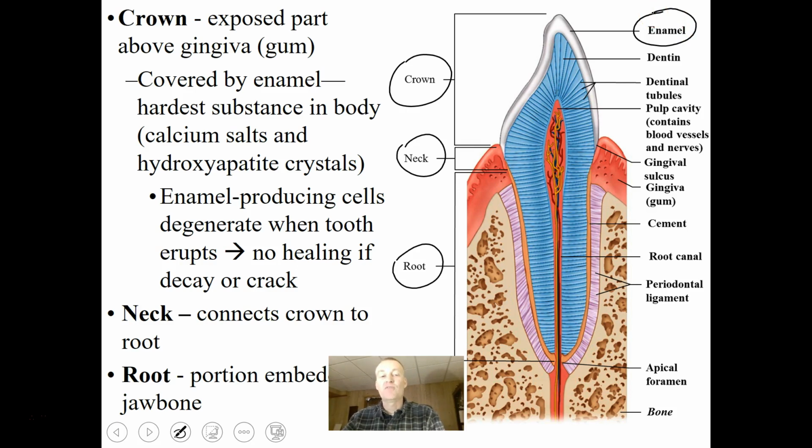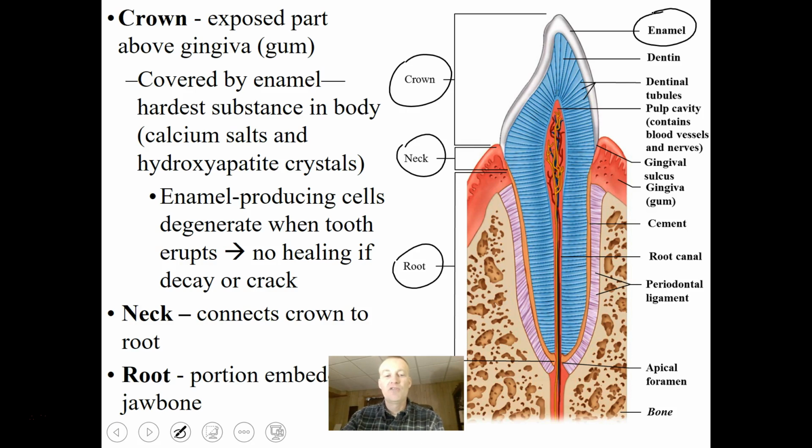Enamel is made of calcium salts and hydroxyapatite crystals, so it's a bone material, and it's the hardest substance that the body produces. As the tooth erupts through, the enamel-producing cells will eventually degenerate, and enamel will no longer be made. There is no healing if decay or a crack forms inside of the enamel. Now, we do have polymers and dental practices where we can go in and correct those things. We can drill out the enamel and put in a metallic substance in place of it, but naturally it doesn't heal itself.